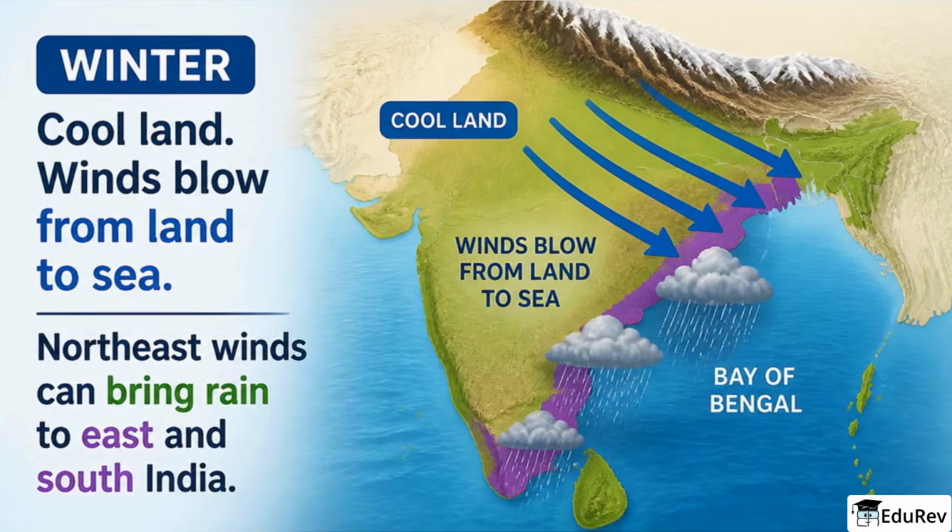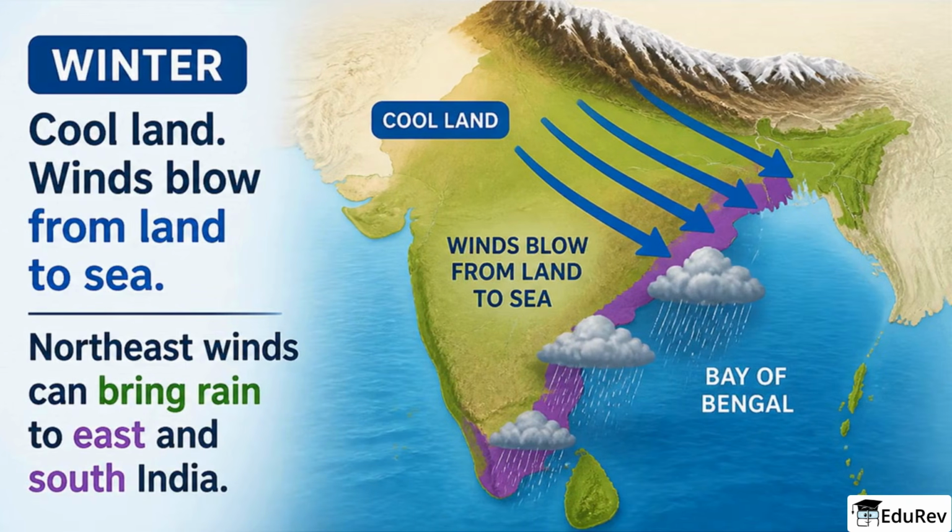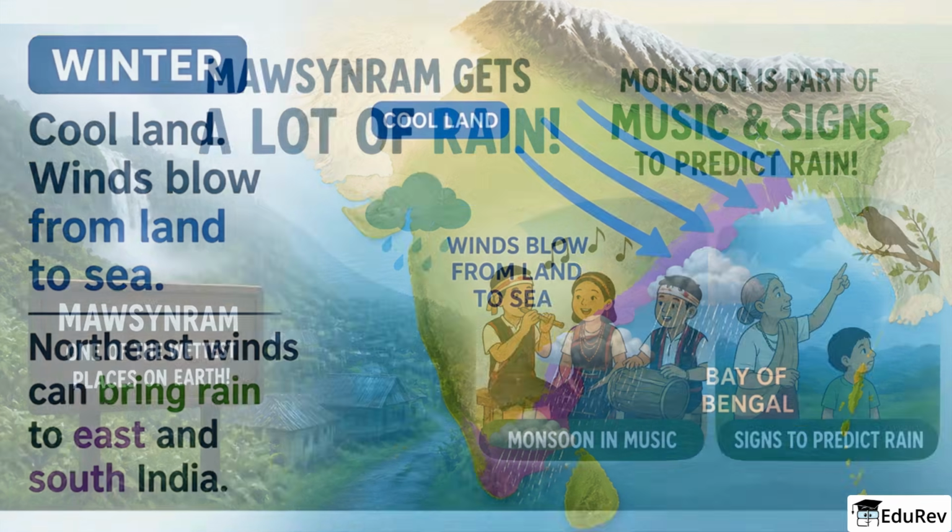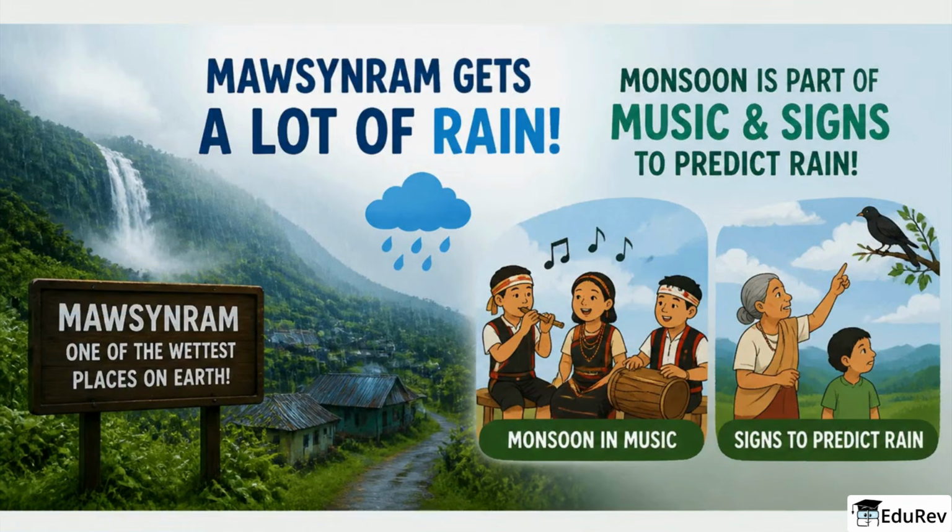In winter, the land cools and winds blow from land to sea. These northeast winds are mostly dry but can bring rain to parts of East and South India when they cross the Bay of Bengal. Some interesting facts are that Mawsynram in Meghalaya receives some of the highest rain in the world, and that monsoon rains are part of music and local signs used to predict rain.